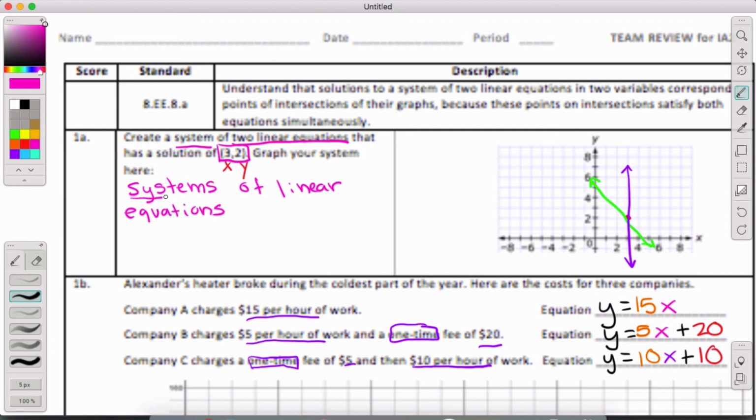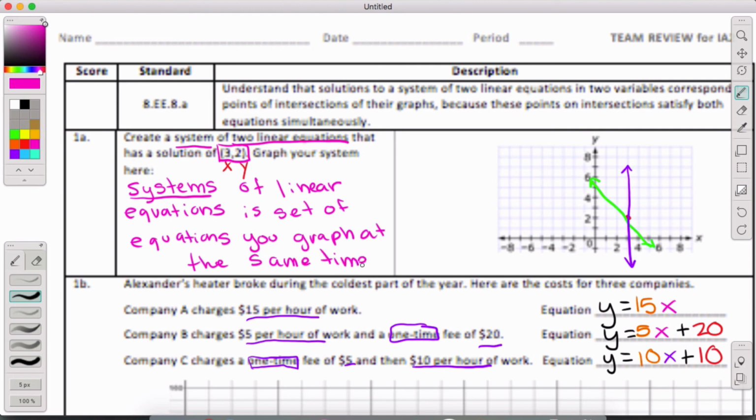the term systems is literally meaning it's a set of equations that you deal with at the same time. So a system of equations is a set of equations you deal with at the same time. Or you can say set of equations you graph at the same time. So these might be great for little notes on your interim, so that maybe you can put them onto your toolkit. So systems of equations is a set of equations you graph at the same time.